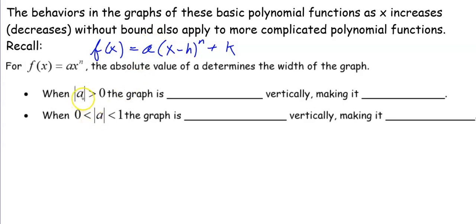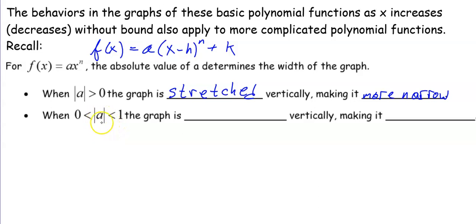Well, remember, if the absolute value of a is greater than 1, what we're going to find is my graph is stretched vertically, making it more narrow. And when I say more narrow, I am comparing it to the parent function a times x to the n, where a is 1. I'm just comparing it to x raised to the n power.